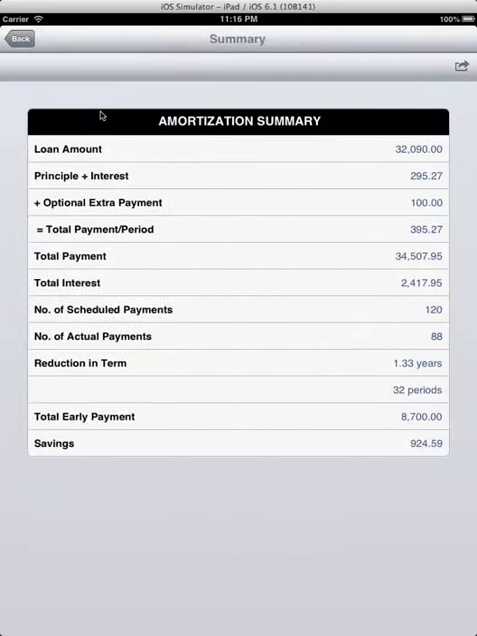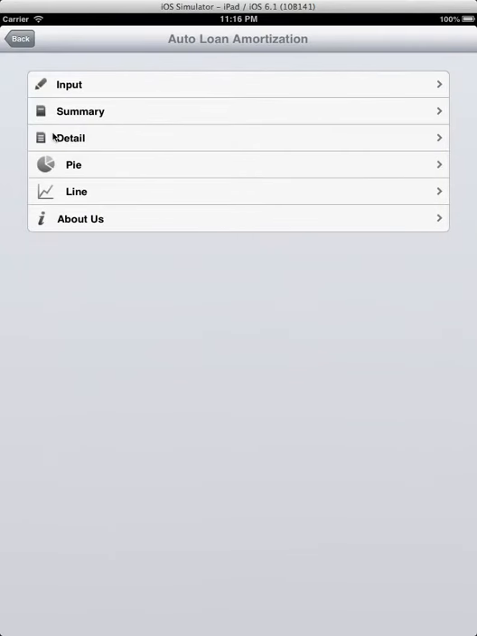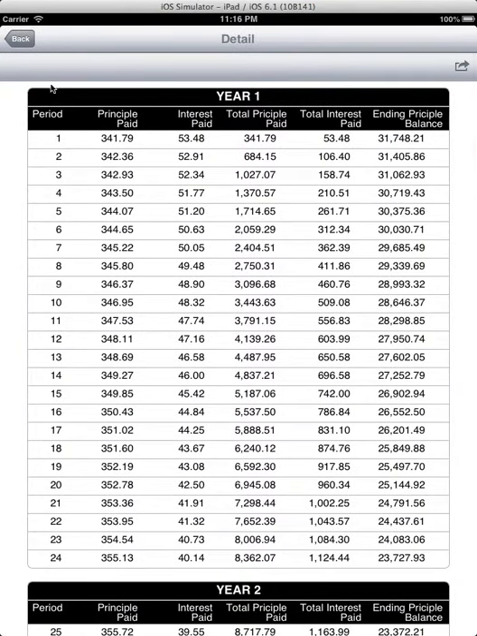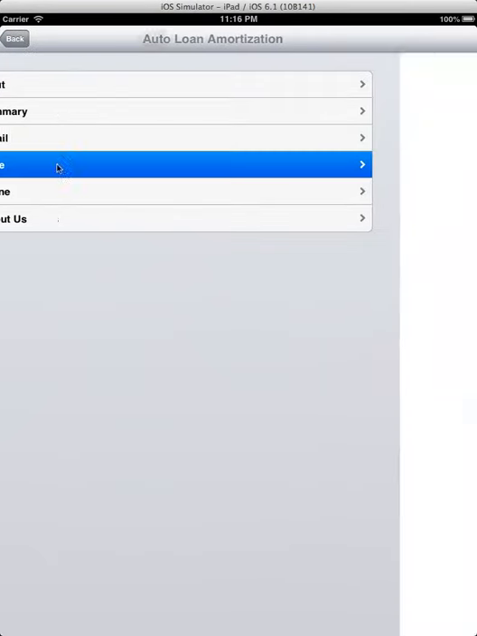And then again, here is the summary, and here is the detail year over year, and the pie chart of the loan interest versus principal. Here is the line graph of various balances: total paid, total principal, and total interest.